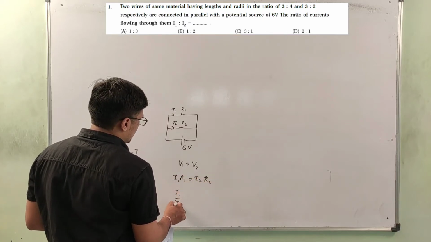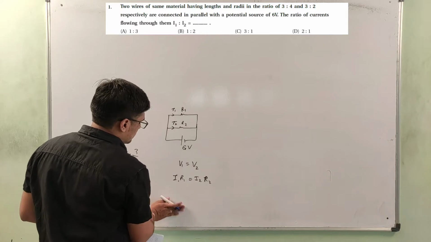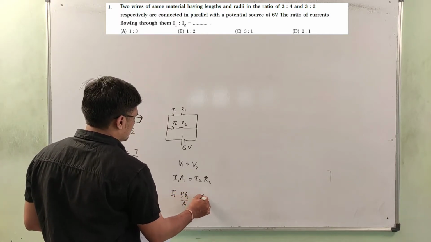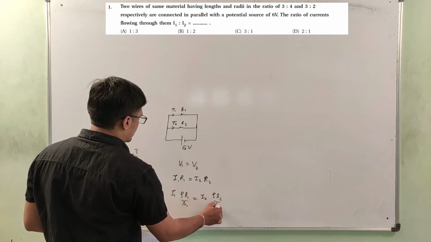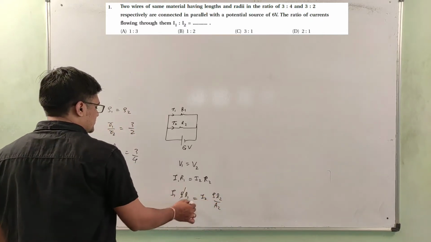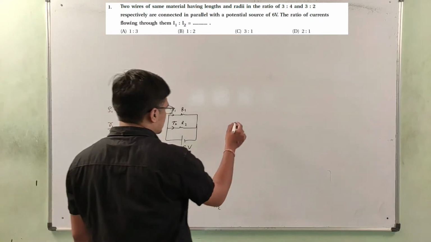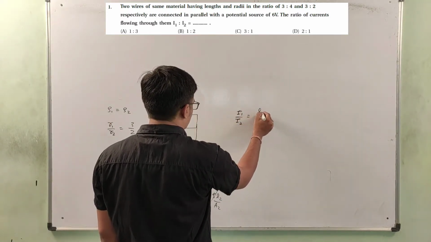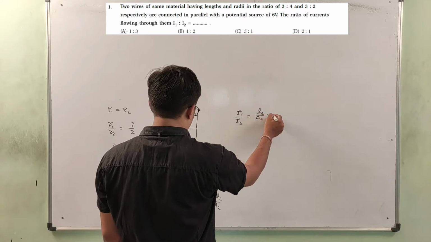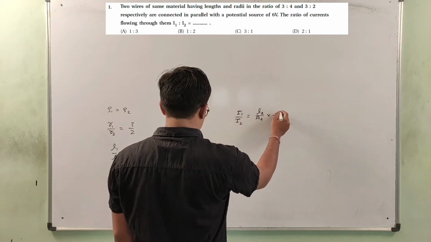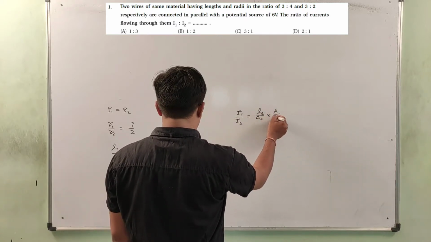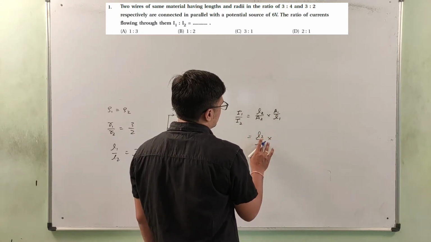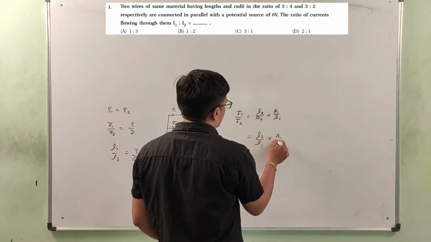So I1 by I2 is equal to, now write down, R1 is equal to rho L1 by A1 and R2 is equal to rho L2 by A2. Rho is the same for both, so that gets cancelled. So I1 by I2 is equal to L2 by A2 into A1 by L1. So L2 by L1 into A1 by A2.